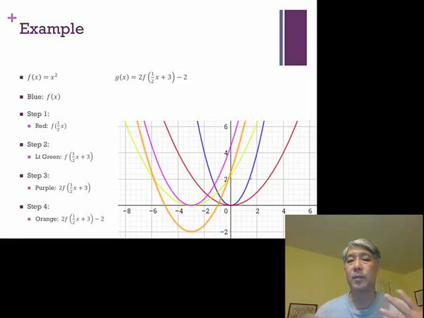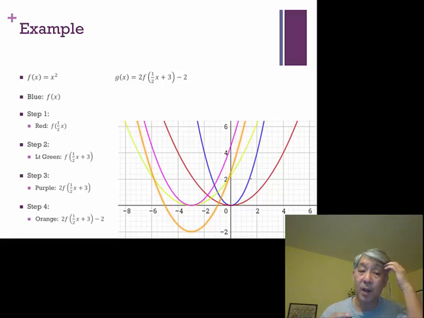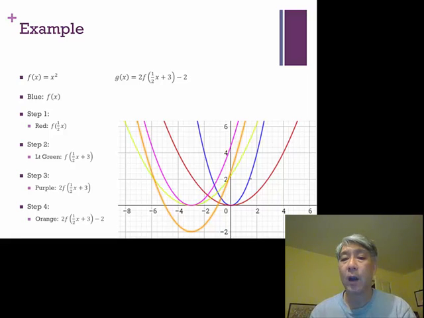I didn't show the table just because I didn't have space on this, but in the background I did the table just so I could have points to plot. Step 2, like I said, I need to shift it 3 spaces to the left because I added 3, and so I have the light green line. Step 3, now I'm stretching it along the horizontal, squishing it along the x-axis by multiplying by 2, and I end up with the purple curve in there.